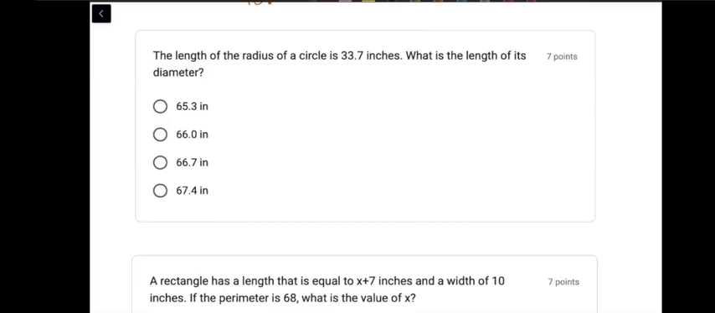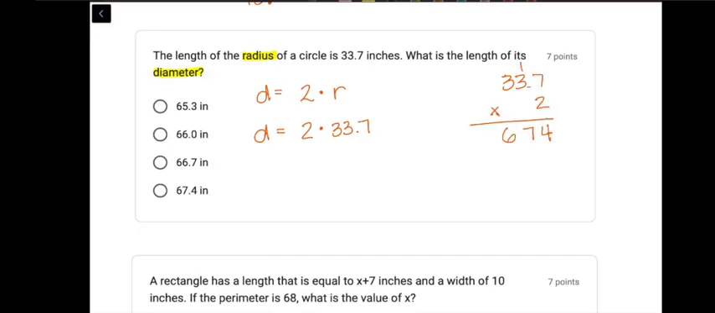In this problem, the length of the radius of a circle is 33.7 inches. What is the length of its diameter? The relationship between the radius of a circle and its diameter is that diameter is equal to 2 times the radius. So let's go ahead and plug in the value for the radius, which was 33.7. 33.7 times 2 would be 14, carry the 1. That would give us 6 plus 1 is 7, and finally 6. Given that I had one value behind my decimal point, I need one value behind my decimal point, so the measurement for diameter would be 67.4 inches, making the answer D.